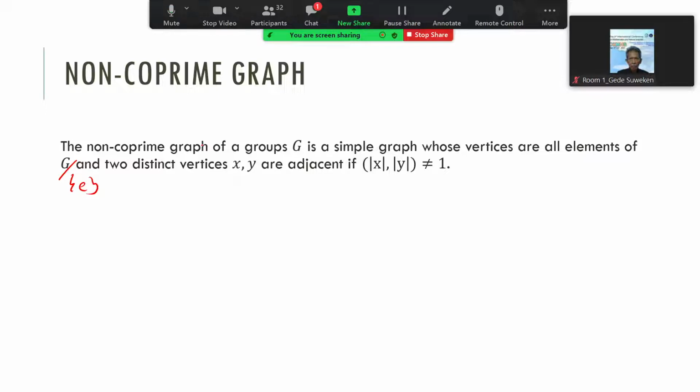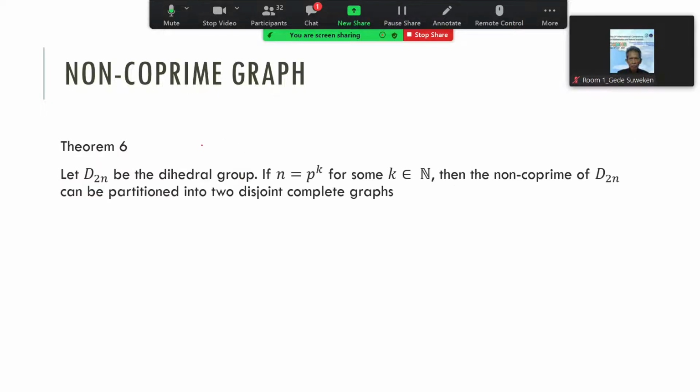With the same procedure, if n is p to the power of k, then the non-coprime graph of D to n can be partitioned into two disjoint complete graphs.